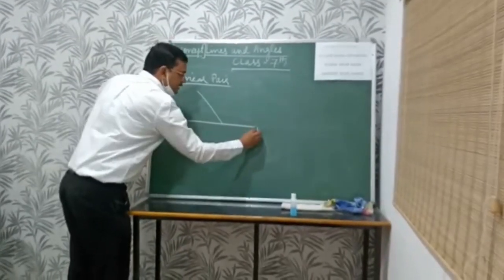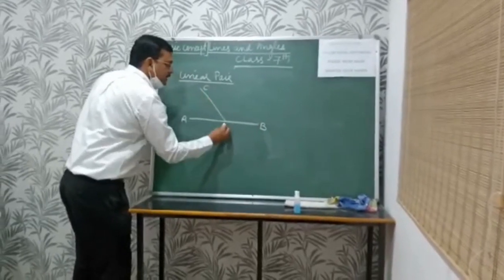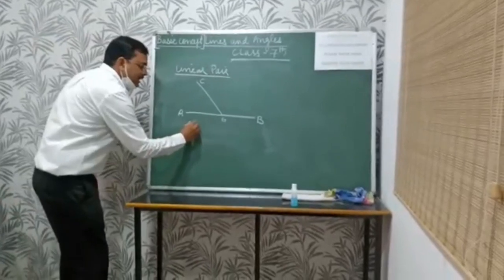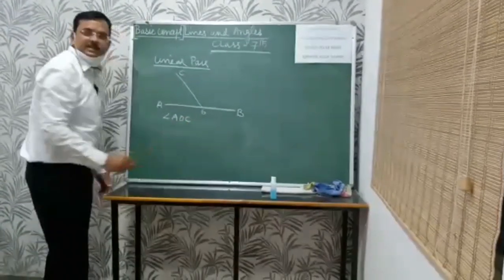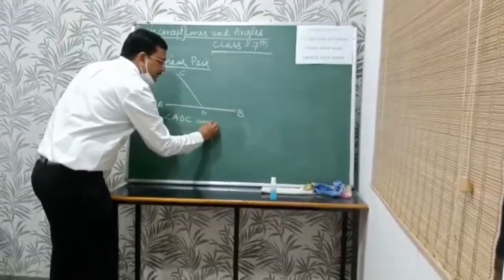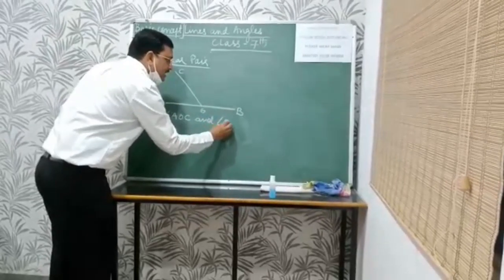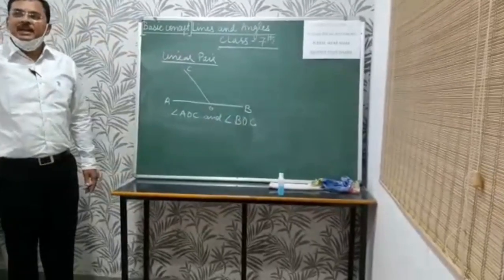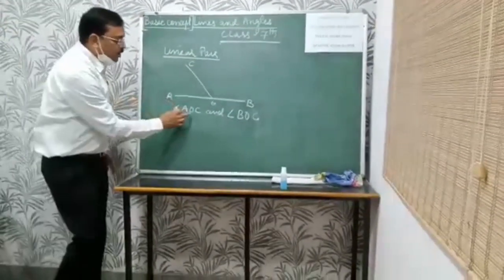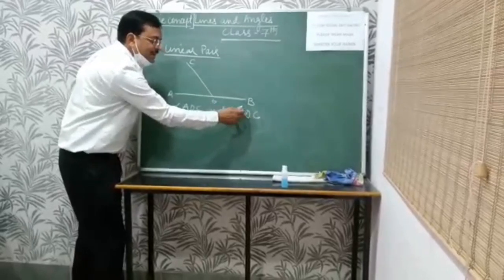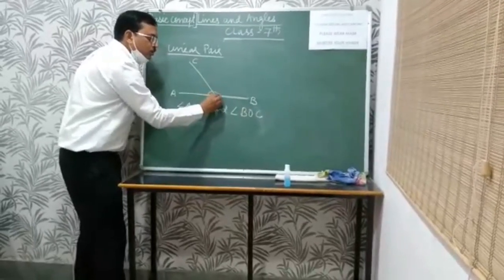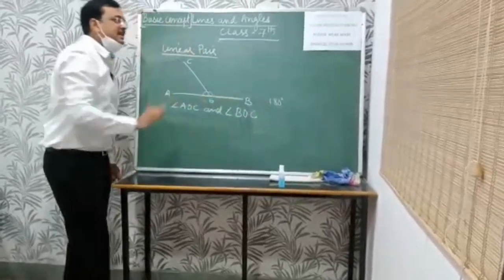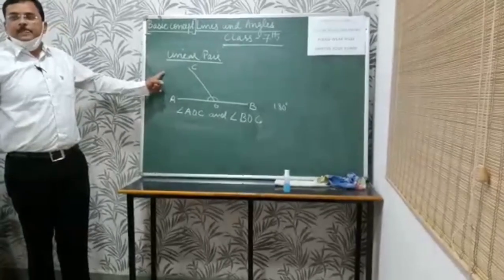A, B, C, O. Here angle AOC and angle BOC are adjacent angles, and the sum of these two adjacent angles is equal to 180 degrees. That's why it's a linear pair.